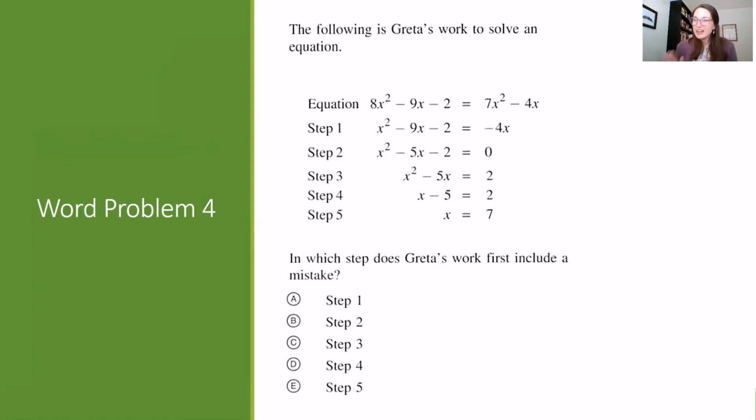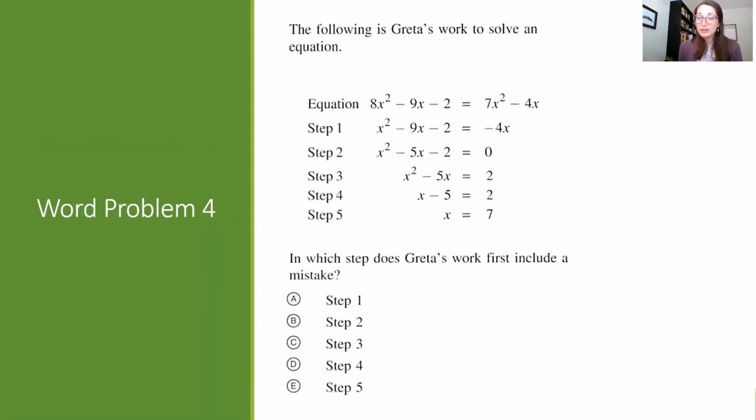Now, remember, in an equation, if you do something to one side, you have to do the same to the other. So, for example, let's look at the first line. 8x squared minus 9x minus 2 equals 7x squared minus 4x. Now, what do you notice that's different between the original equation and step 1? Right away, I noticed that 7x squared is just missing from the right side. And I also noticed that the 8x squared has changed to x squared. So I have to figure out what they might have done.